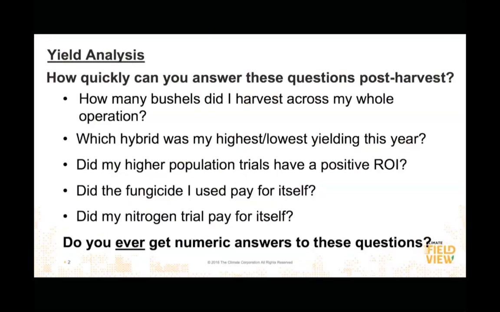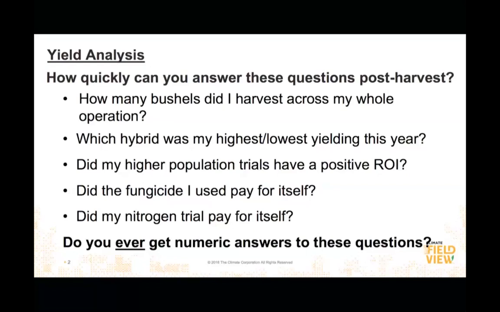Well, what we want to do is quickly answer questions about what worked in our operation this season. Just general things like, hey, how many bushels did I harvest across my whole operation? More complex things like what hybrid or variety was my highest and lowest yielding this year, so we can start making decisions about early seed purchase for next season. And then all the different trials that we may have run in the field. I think in general, farmers don't run enough trials in the field to help figure out what products are working effectively for them. And generally that's because they don't have the tools or the capacity to analyze the results of those trials at the end of the season.